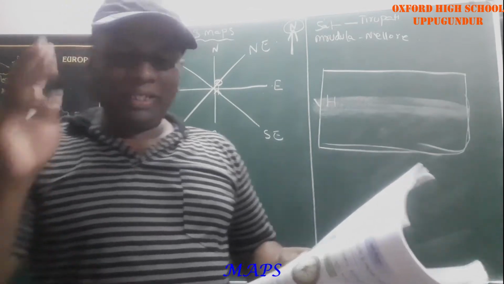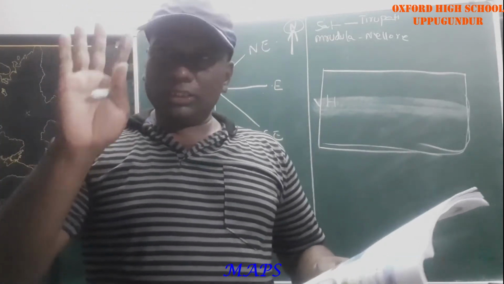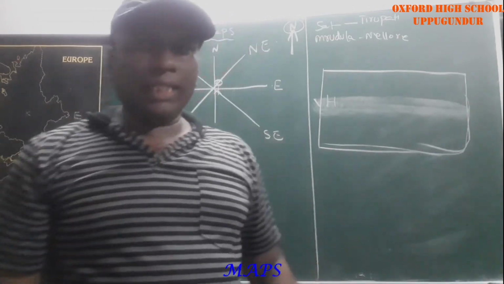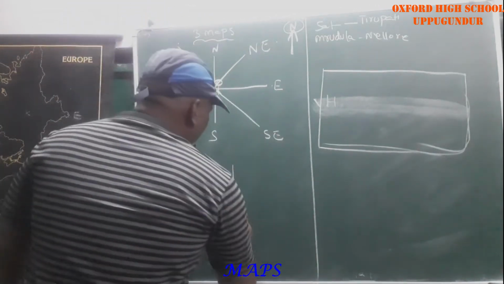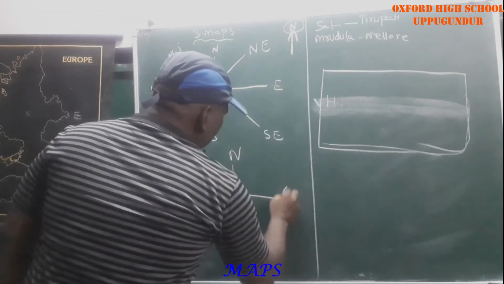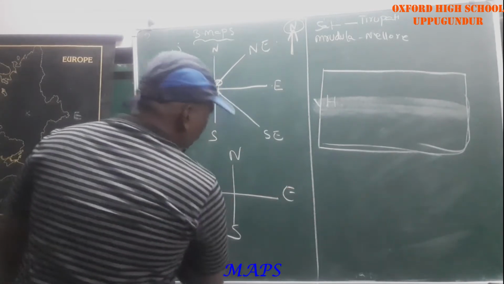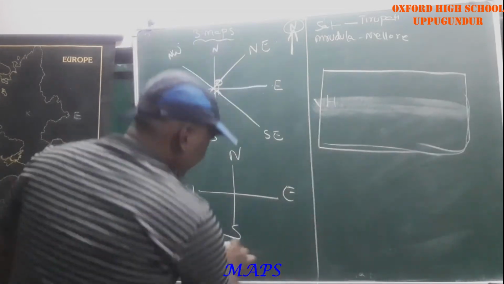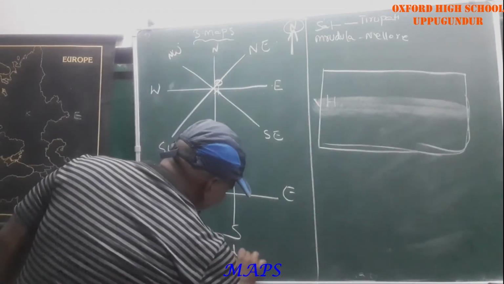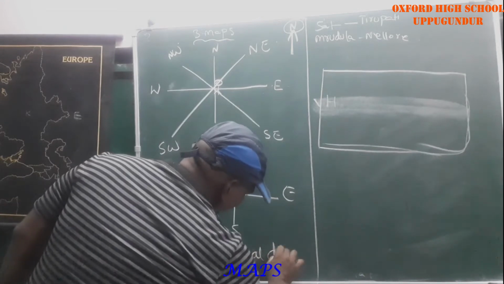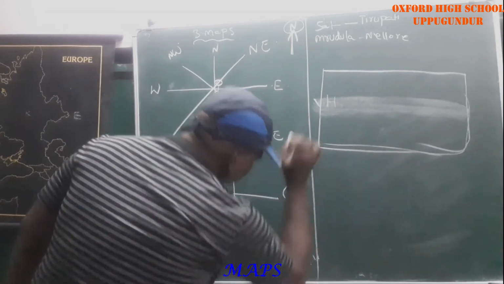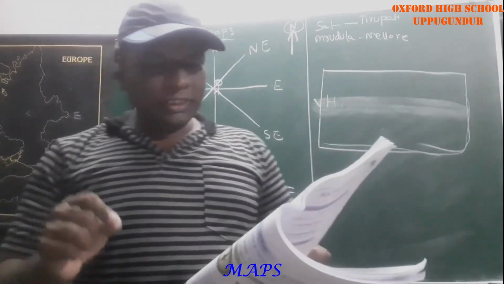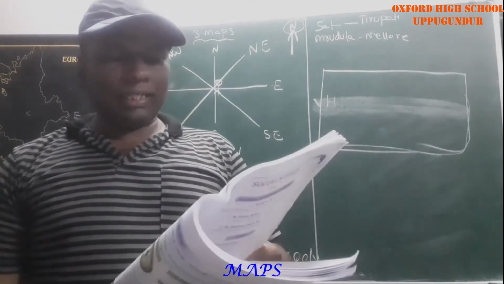We have 4 major directions: north, south, east and west, which are called cardinal directions. Okay na? So these directions, north, east, west, south, are called cardinal directions. Do you understand?